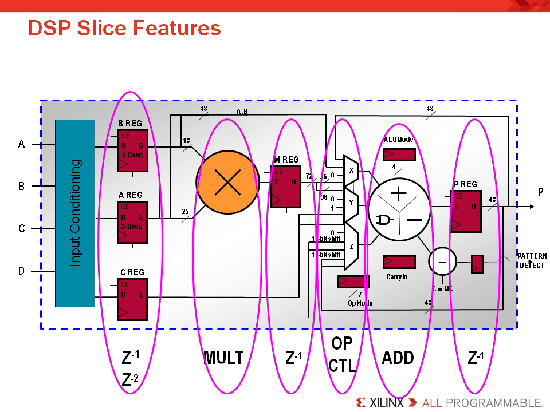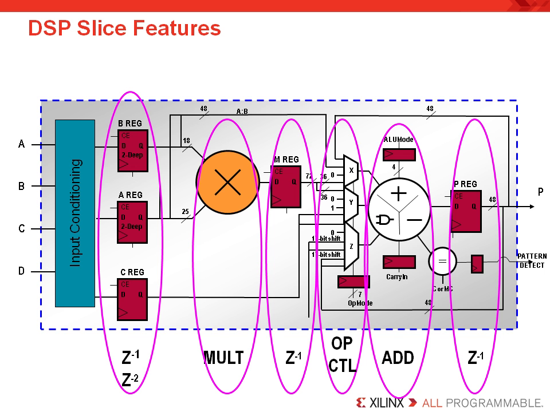The features of the 7 Series DSP Slice include input conditioning, pipelining registers, dedicated multiplier, an operational control, dedicated adder, and cascade paths, which are not shown in this diagram, for example, and are used to cascade products and sums to the neighboring DSP slice.